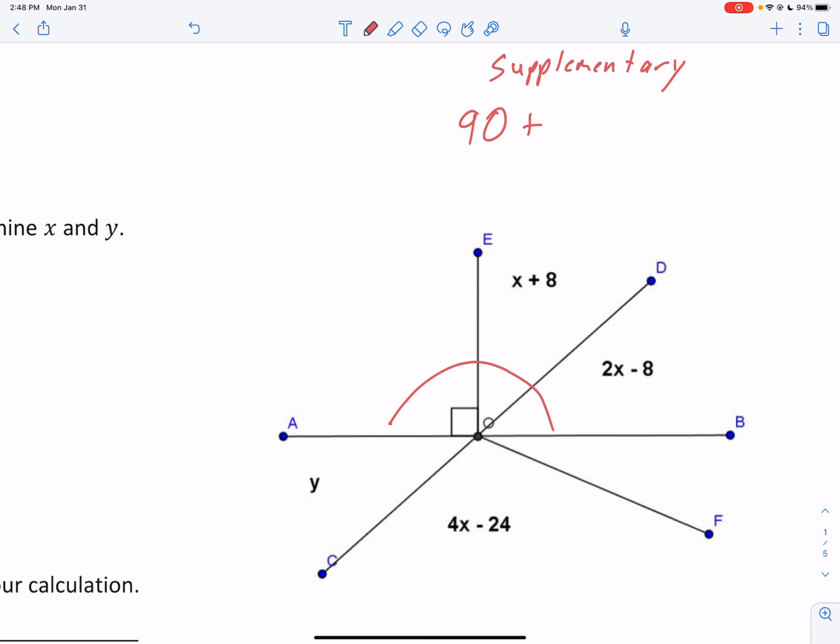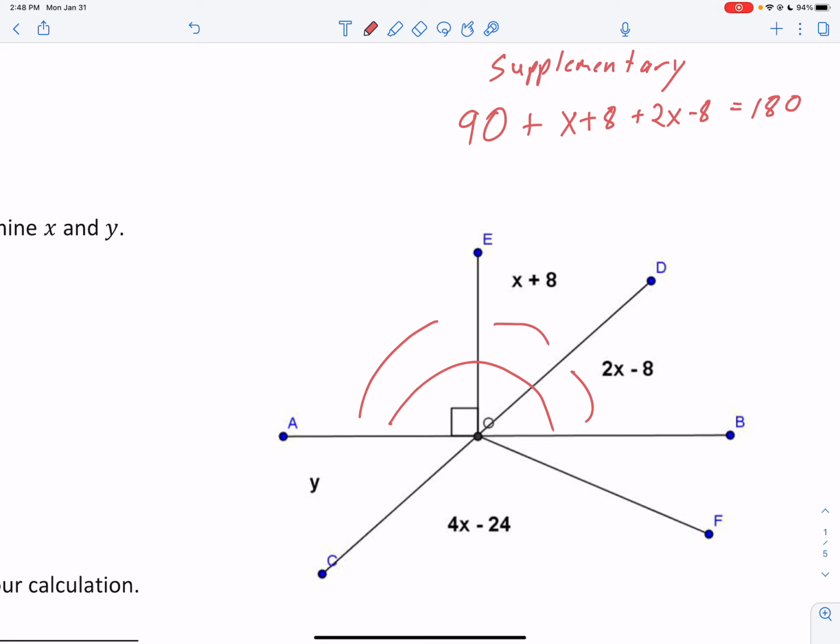So in our case, let's do 90 for this angle right here, plus x plus 8, which is this part of the angle, plus 2x minus 8 for that angle. All of those angles add up to be 180 because they are consecutive angles on a line, so when you sum them, you get 180.